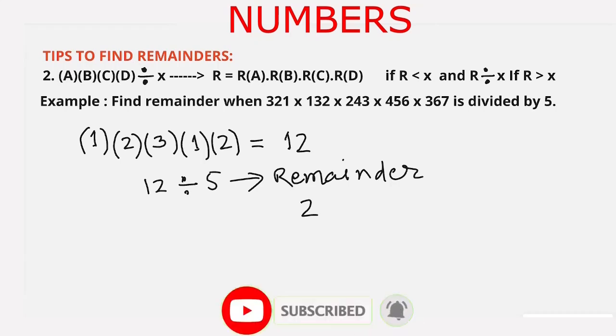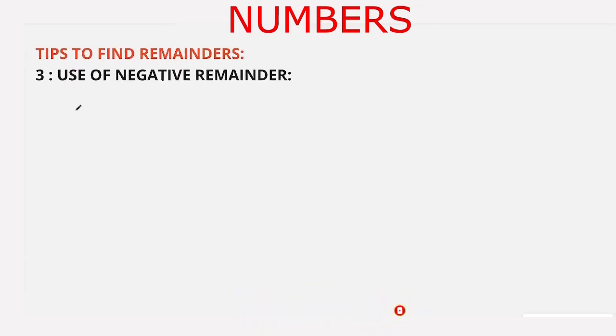We go to the next tip for finding the remainder. Tip number 3, use of negative remainder. In many questions, we can make questions easy by using the negative remainder. You will learn the concept of this when I explain it by one example. And we go to the example to learn the use of negative remainder.